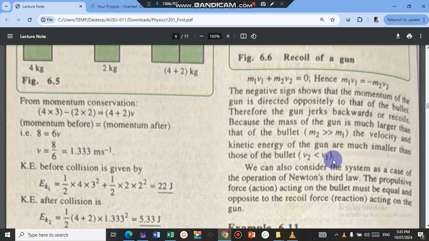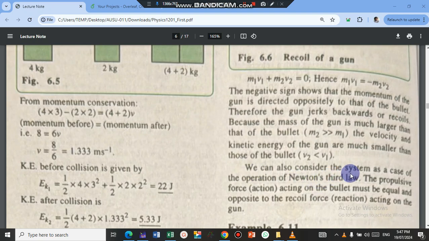It will have great velocity, and because of that, the gun also will have lesser kinetic energy, because in half m v squared the v is very small. The gun will have lesser kinetic energy and lesser velocity, because the velocity of the gun is less than the velocity of the bullet.